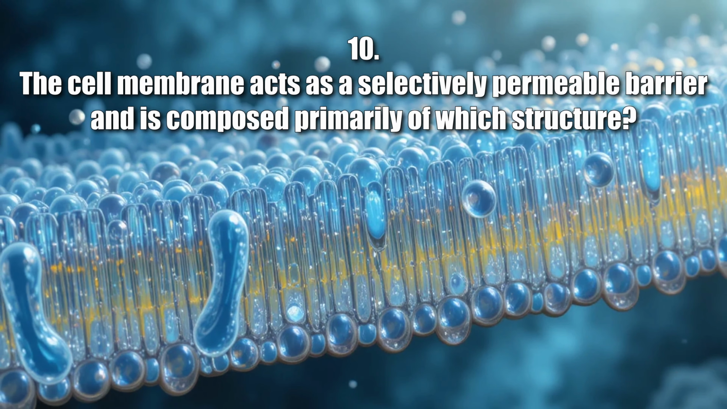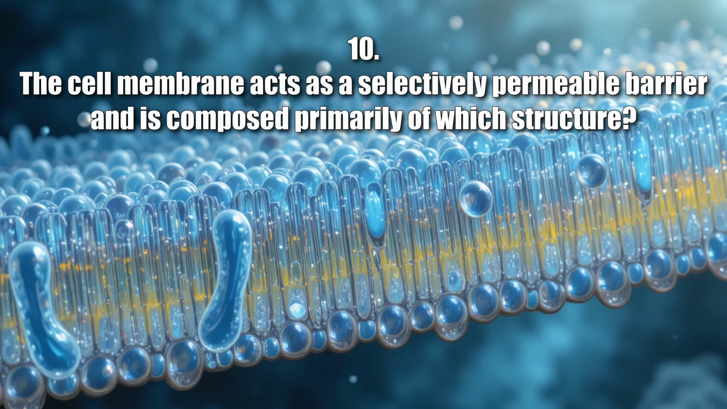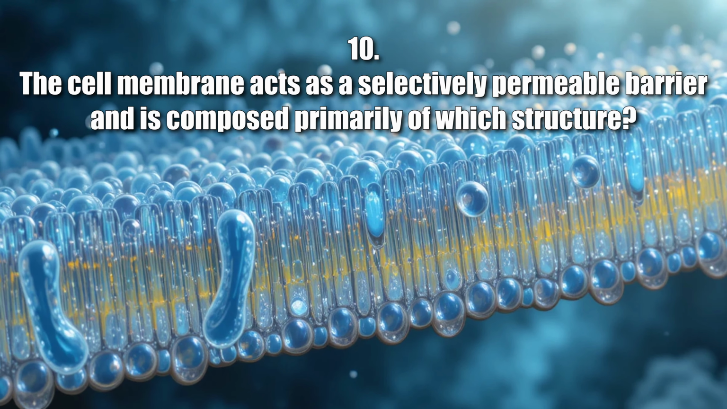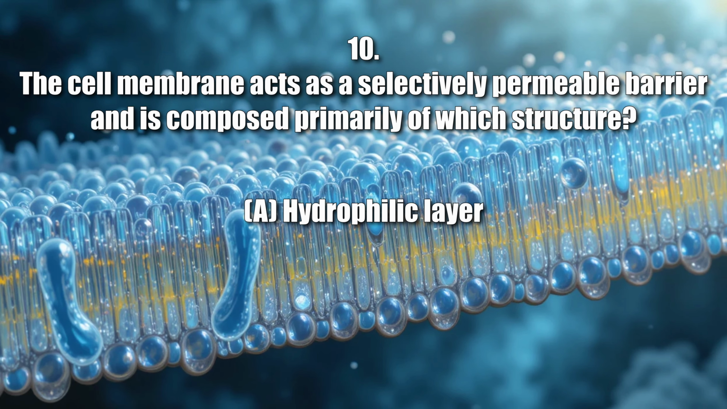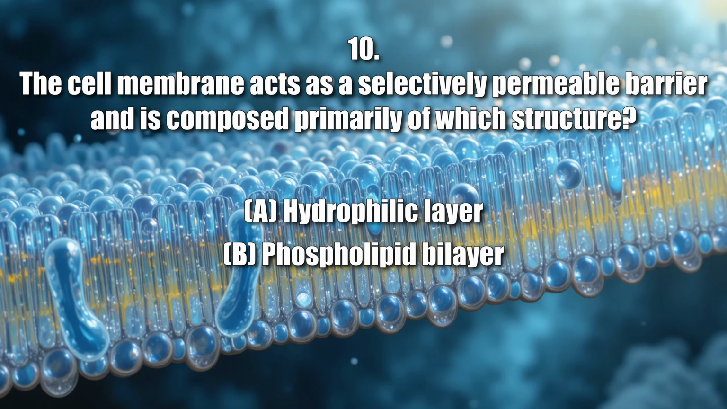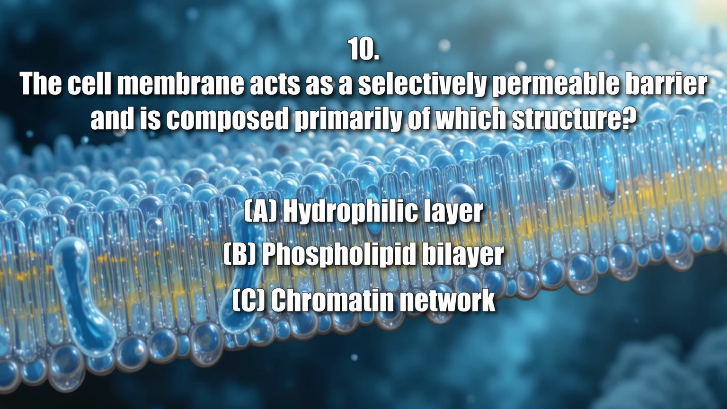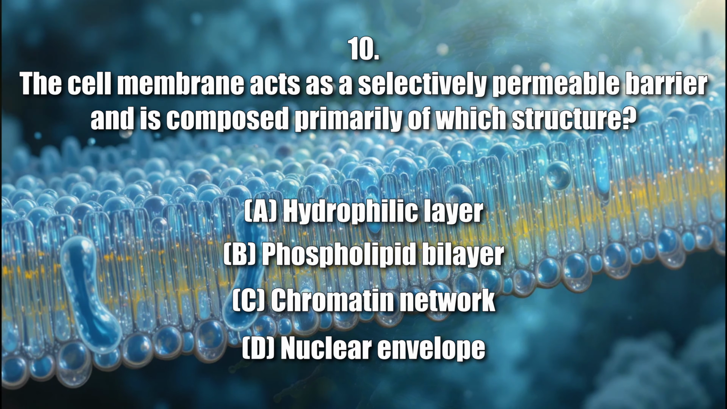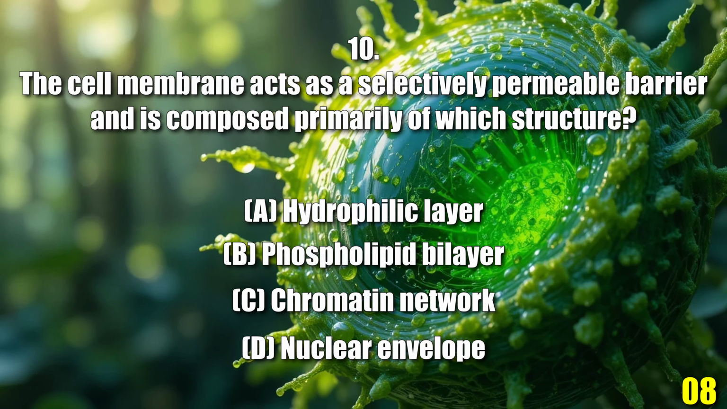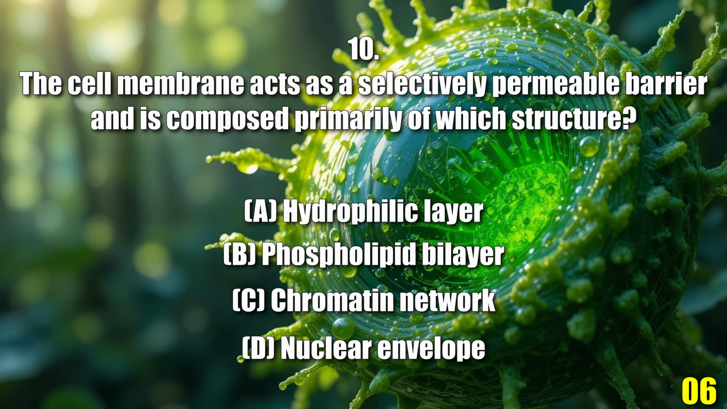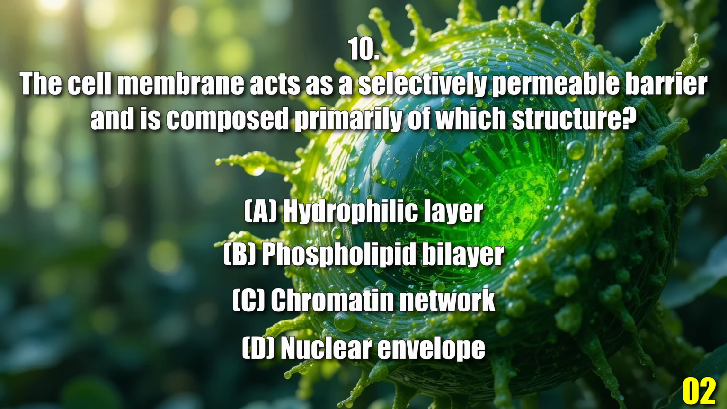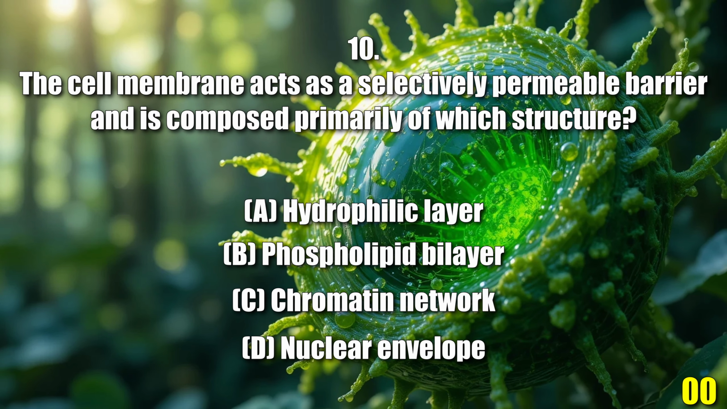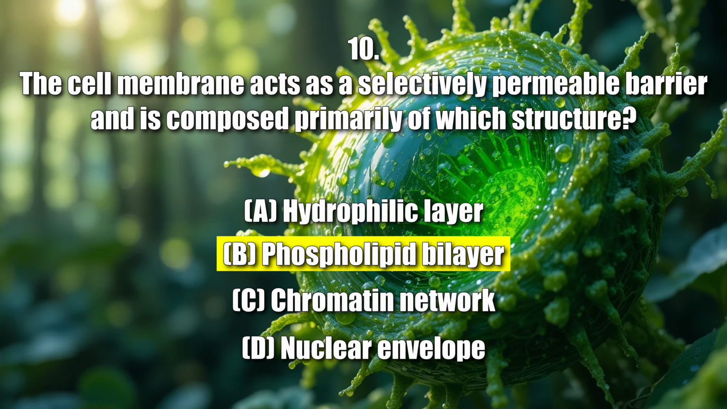10. The cell membrane acts as a selectively permeable barrier and is composed primarily of which structure? A. Hydrophilic layer. B. Phospholipid bilayer. C. Chromatin network. D. Nuclear envelope. The correct answer is B.